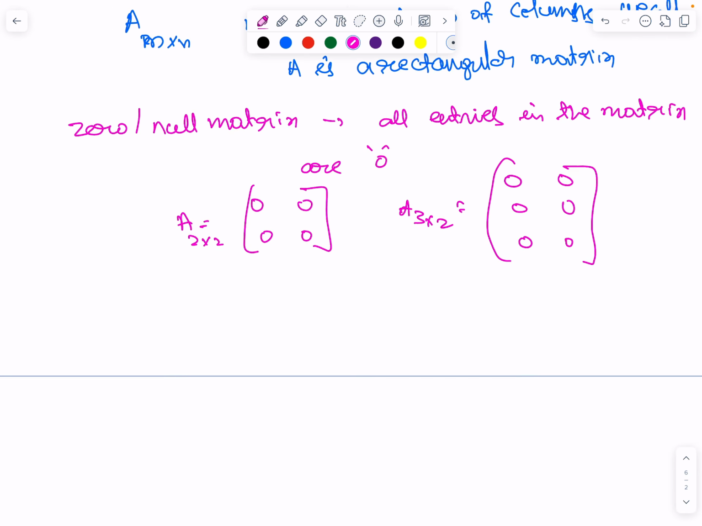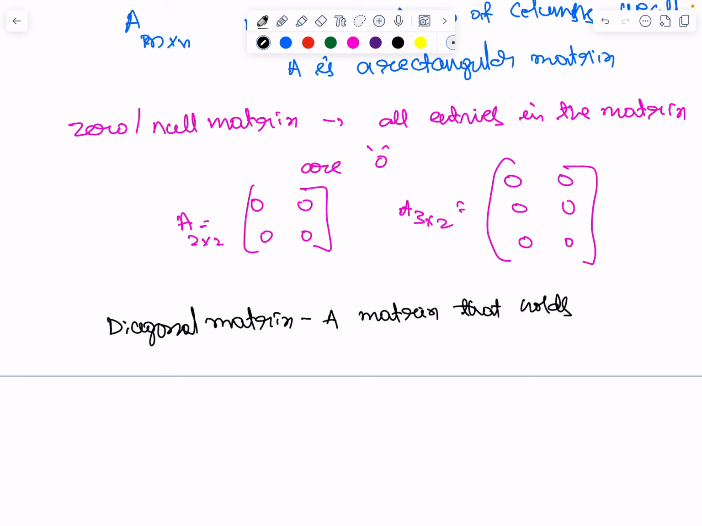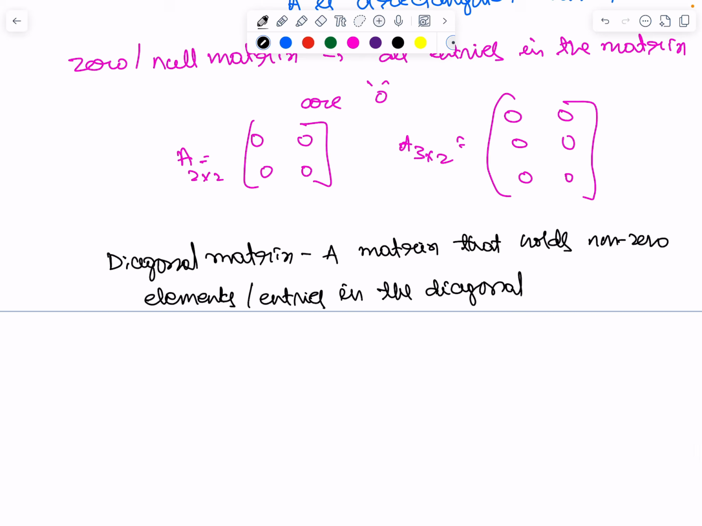Now we have another matrix called the diagonal matrix. A diagonal matrix is a matrix that holds non-zero entries, non-zero elements, in the diagonal only. Of course, we call it the main diagonal. So what is that? You see here, if A is a 3 by 3 matrix, then 1, 0, 0, 0, 2, 0, 0, 0, 3. This is a diagonal matrix.